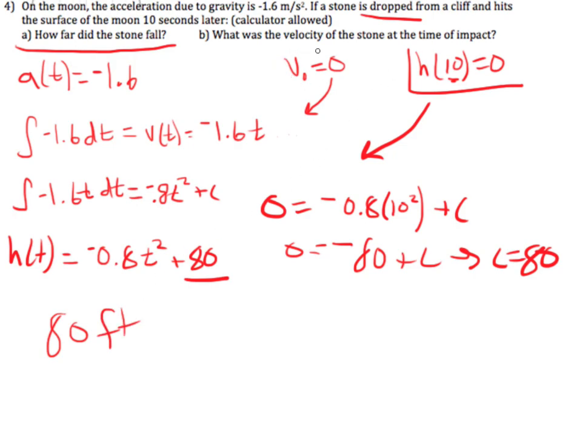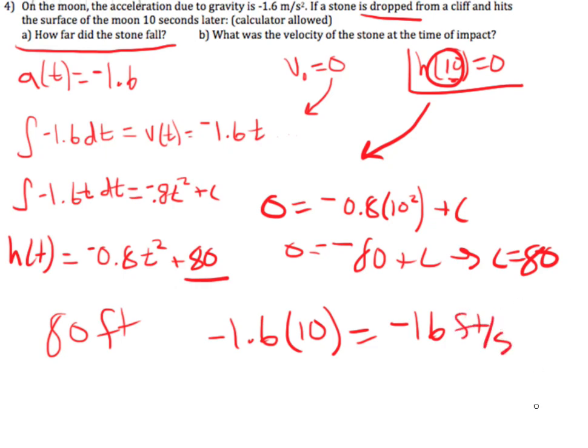Part B, what was the velocity at the time of impact? Well, the stone hits the ground at 10 seconds, so plug that into our velocity function. Where is that? Right here, negative 1.6 times 10. We're going to get negative 16 feet per second. And we are done.